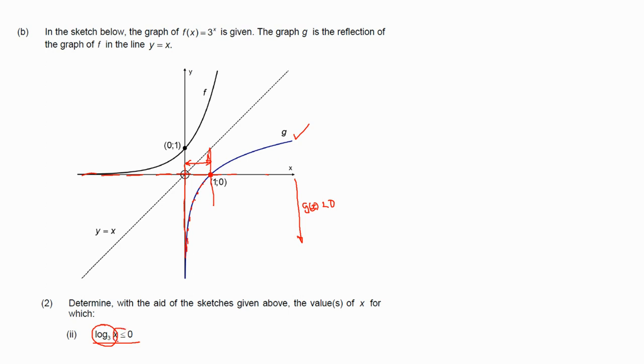It says less than or equal to. So we cannot include 0 here because it is an asymptote. But this point here, the 1, we have to include it because at this point the graph is equal to 0. You see that? So therefore, where log base 3 of x is less than or equal to 0, x should be greater than 0, you see that 0 is not included, but less than or equal to 1. This 1 is included.